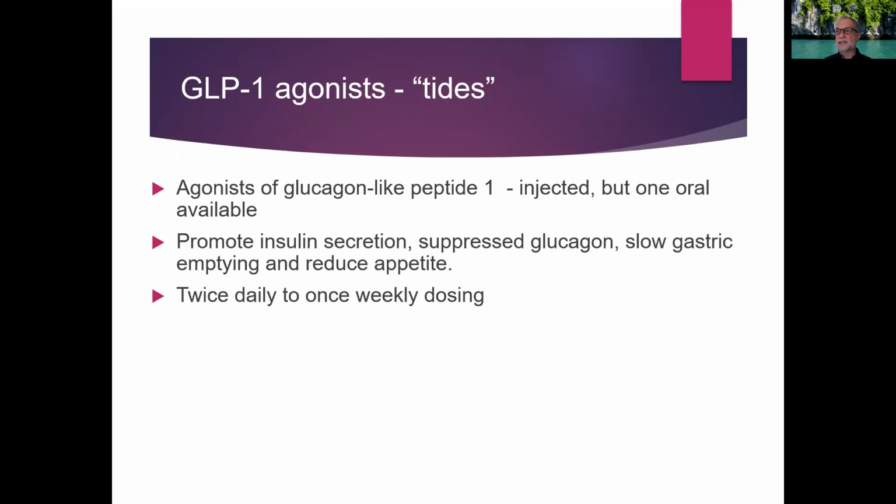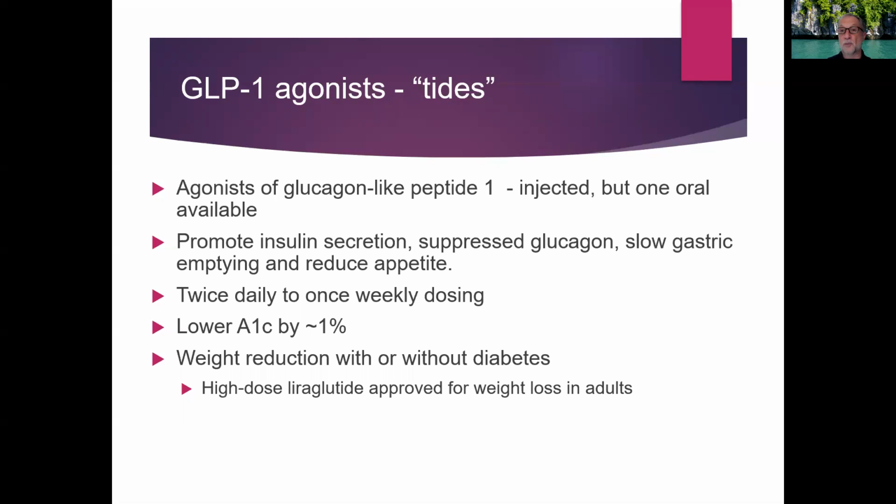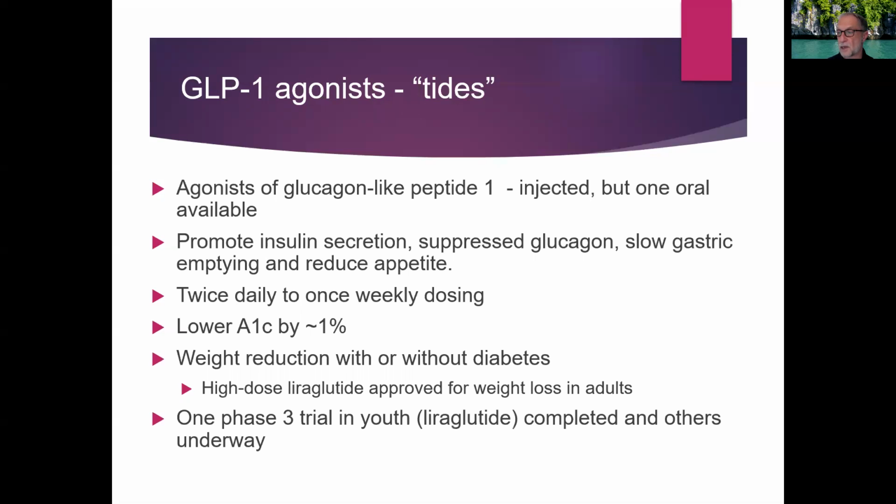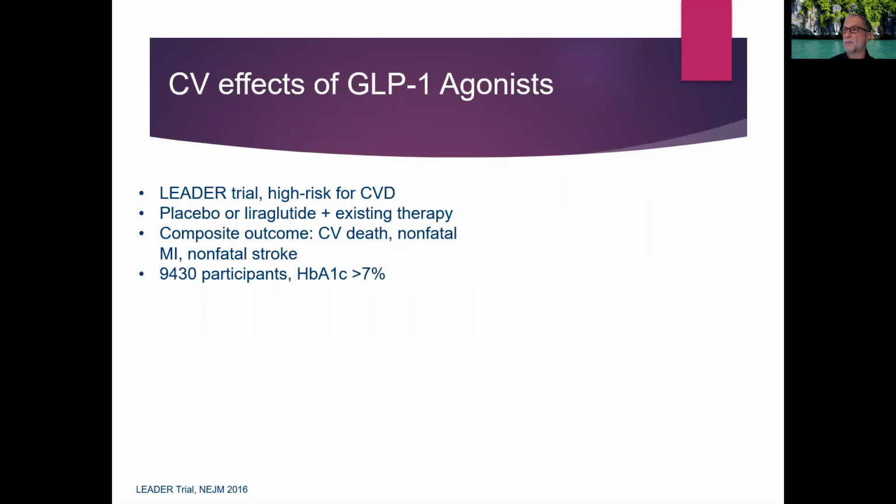The GLP-1 agonists are agonists of glucagon-like peptide 1. They are mostly injected, but there is now one oral agent available. They promote insulin secretion, they suppress glucagon, slow gastric emptying, and reduce appetite. The agents are given anywhere from twice daily to once weekly. They lower A1C by about 1%. They're associated with weight reduction with or without diabetes, and high-dose liraglutide has been approved for weight loss in adults in the United States. One phase 3 trial in youth has been completed and others are underway, and we'll talk about that in a moment.